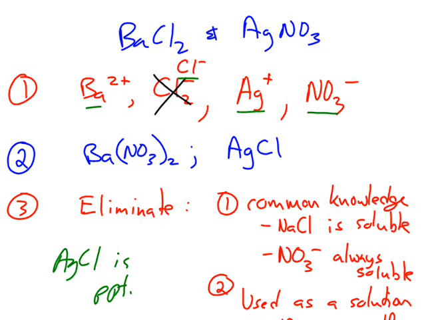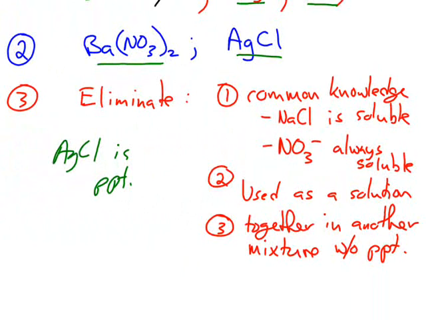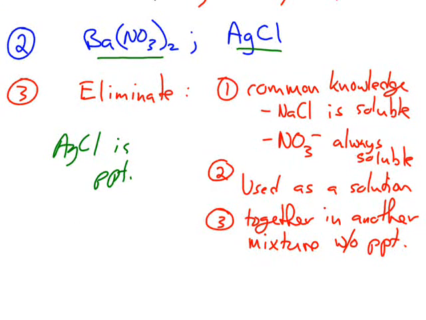Step 2 is to come up with the possible combinations for these. So we take the cation, barium, from the first one, and the anion from the second one, nitrate, and make barium nitrate, balancing out the charge. And then we take the corresponding cation and anion, the silver and the chloride, and make silver chloride as the other possible combination. Step 3, we eliminate one of those, if possible, as a precipitate. And there are a couple of examples where both of them form the precipitate.